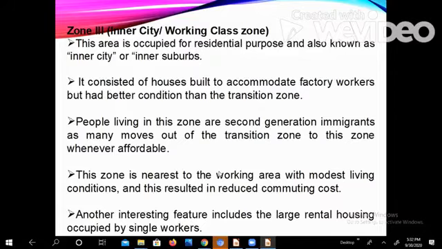It is not so densely populated. It does not have so much pollution, so much chaos, but at the same time, it is affordable. At the same time, it is much easier to go to their workplaces. It is very near to their workplaces, but they get to stay at a reduced commuting cost and a very modest living condition. Now you will find over here large rental houses where even single workers can occupy those places.